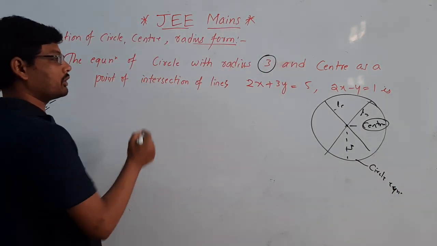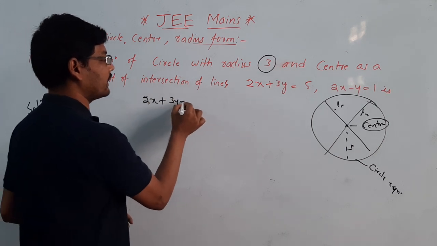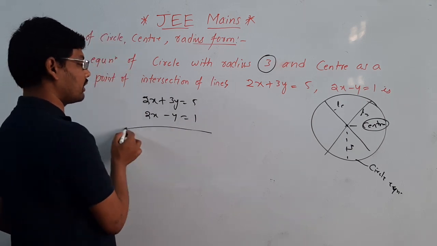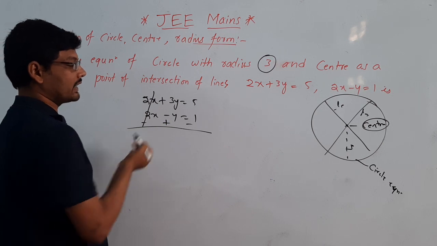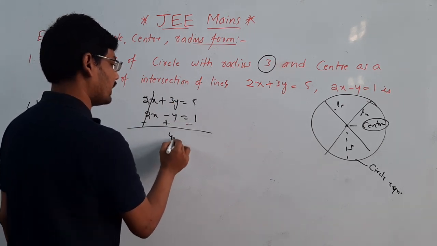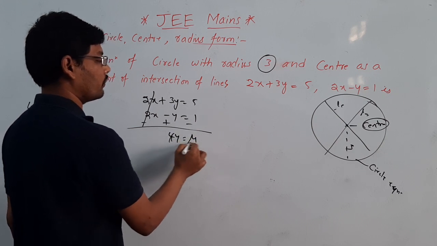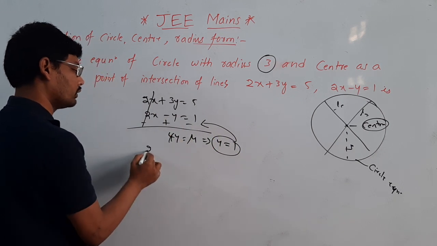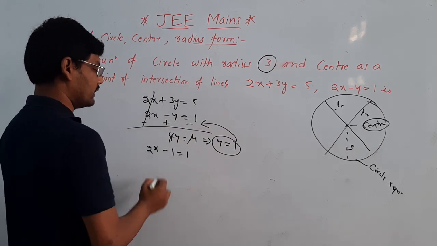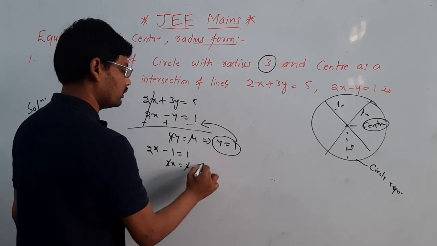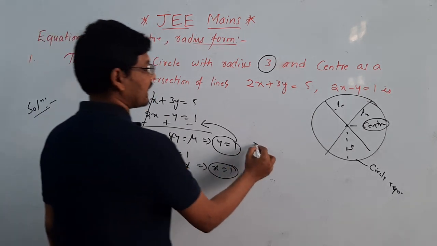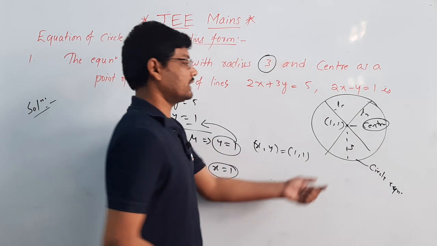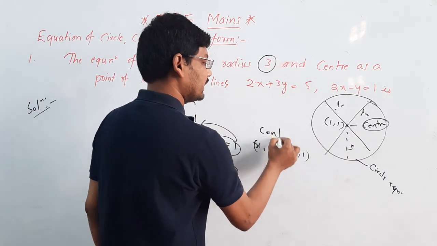So I am solving directly. I am taking L1, 2x plus 3y is equal to 5, and 2x minus y is equal to 1. By solving these two equations, 2x gets cancelled, so 4y is 5 minus 1, and 4 gets cancelled, so y is equal to 1. Let's substitute this y value in this equation: 2x minus 1 is equal to 1, 2x is equal to 2, x is equal to 1. Here we got x comma y is equal to 1 comma 1. That is the center, 1 comma 1.